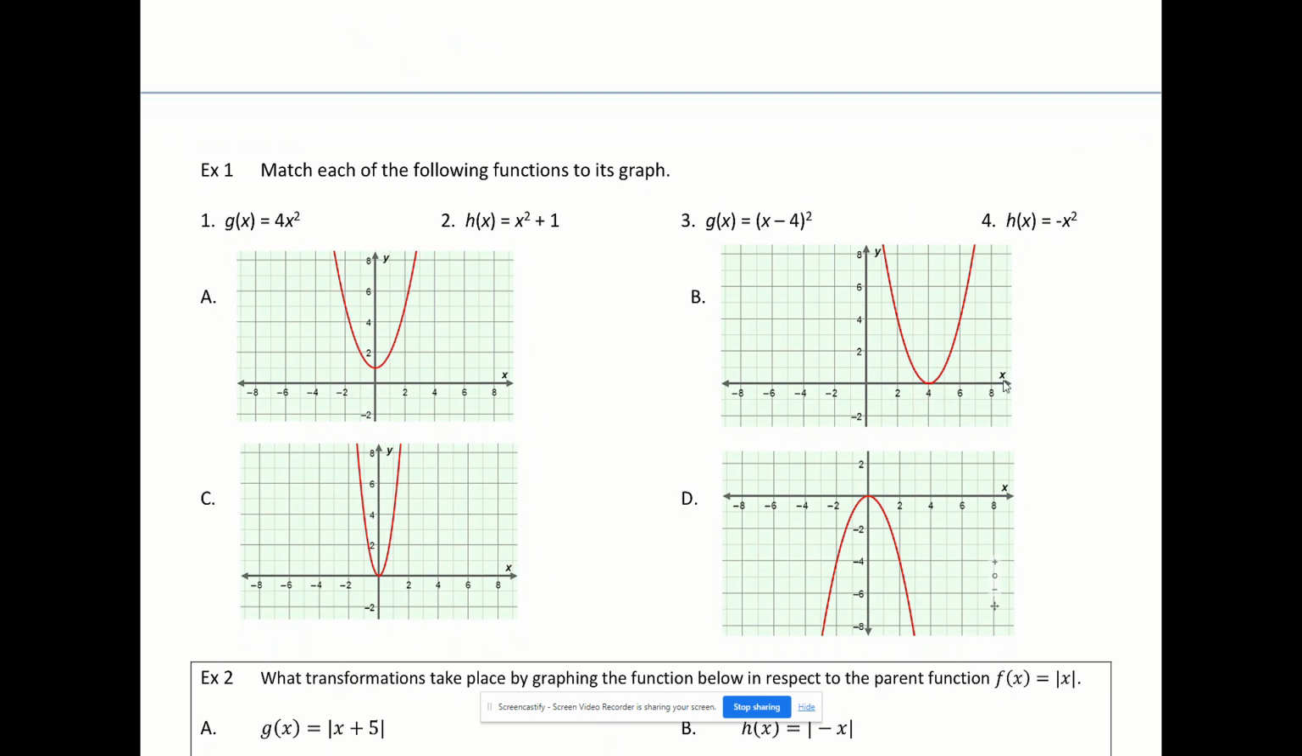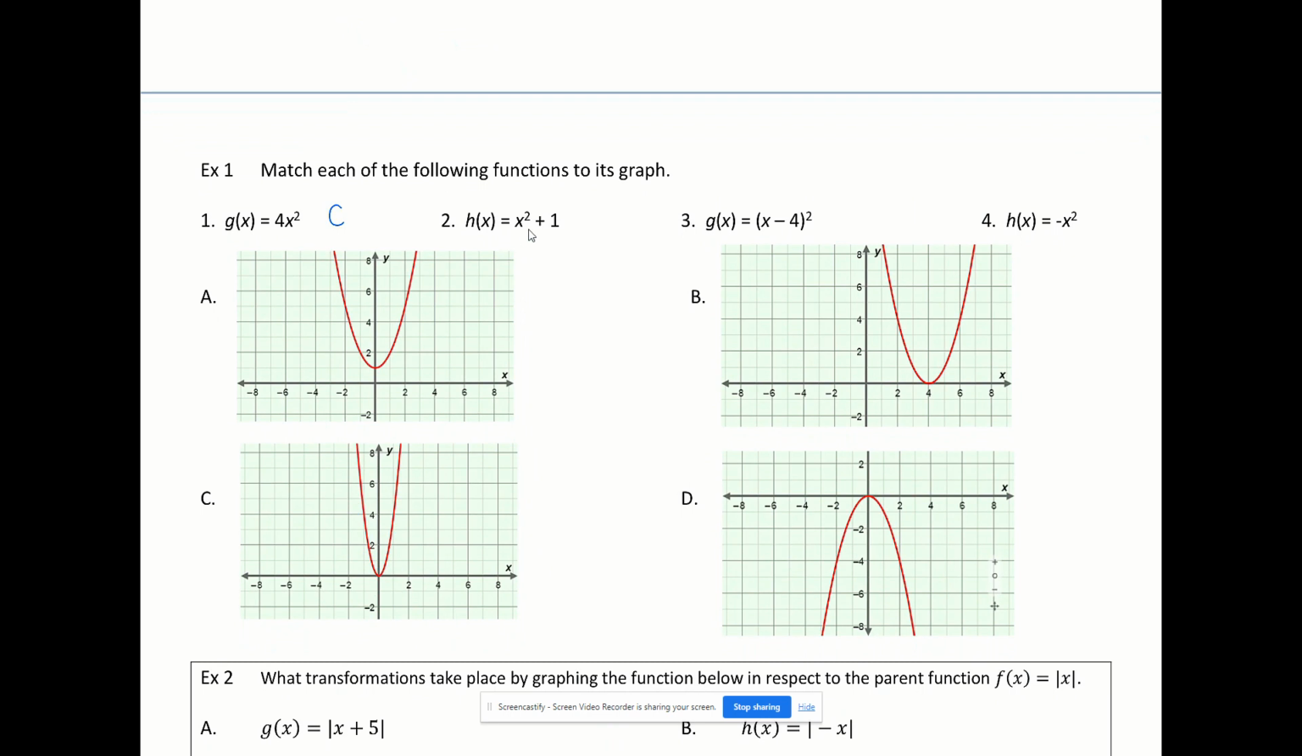Let's see. This, I'm multiplying by 4. Where? Well, there's no parentheses, so that's outside. So what that is, it's going to get more narrow because it gets vertically stretched. Which one looks like it got more narrow? Well, C, of course. See, look, it got really narrow. And it didn't do anything else. That's it. Okay, so 1 is C.